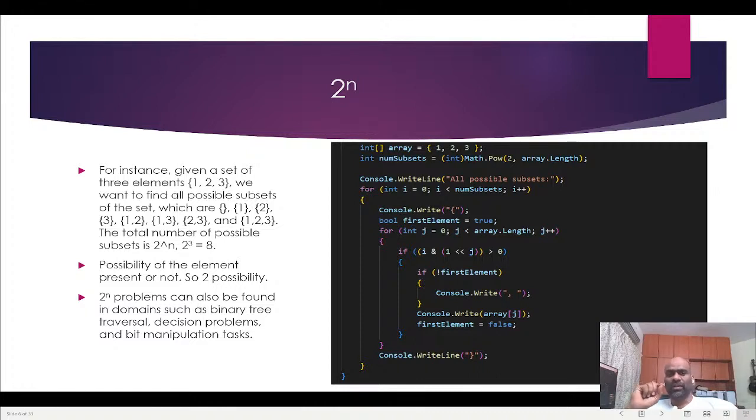So the reason for the 2 is that there are 2 possibilities, right? One is the presence of that number or the absence of the number. So if there are 3 possibilities, it will be 3. If there are 4 possibilities, it will be 4. So that is the main thing here. You need to understand that in the case of any subset, the possibility is nothing but the amount of time it takes.